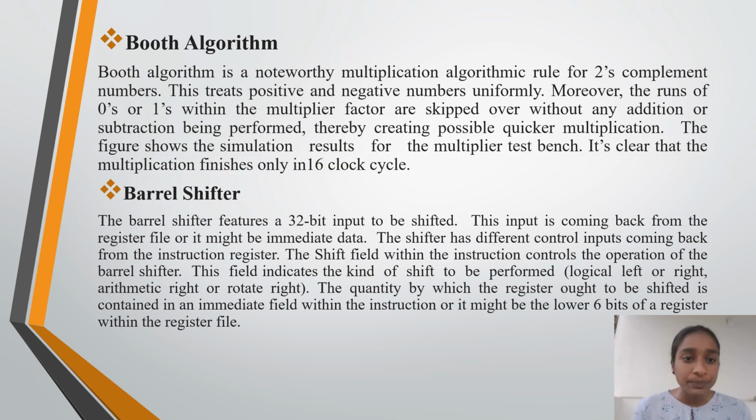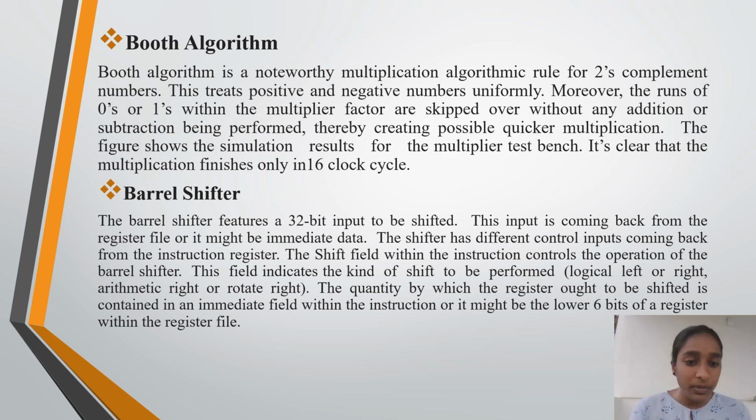Booth algorithm. Booth algorithm is a multiplication algorithm for 2's complement numbers. This treats positive and negative numbers uniformly. Moreover, the runs of zeros and ones within the multiplier are skipped over without any addition or subtraction being performed, thereby making quicker multiplication possible. The figure shows the simulation results for the multiplier test bench. It is clear that the multiplication finishes in only 16 clock cycles.